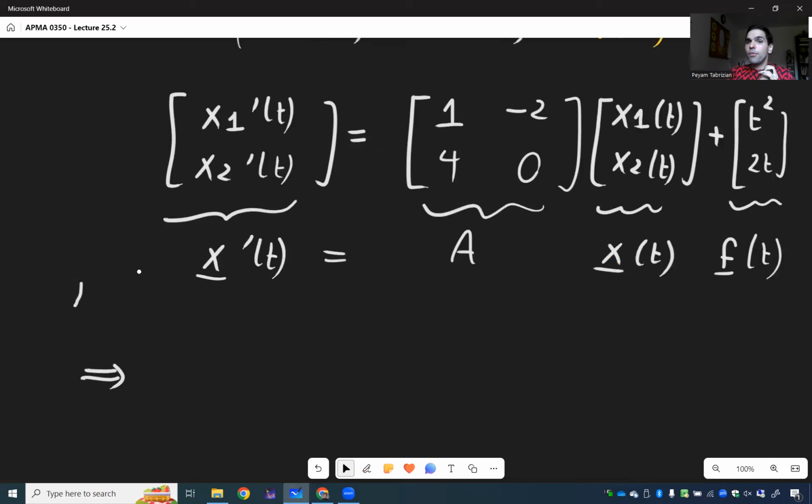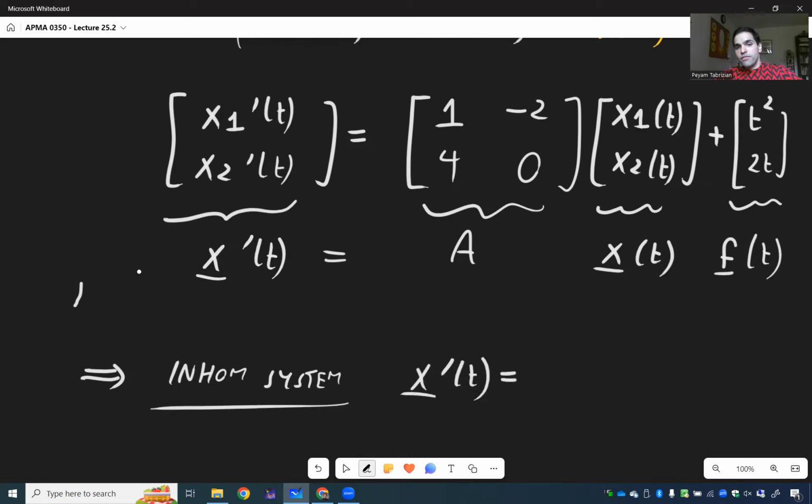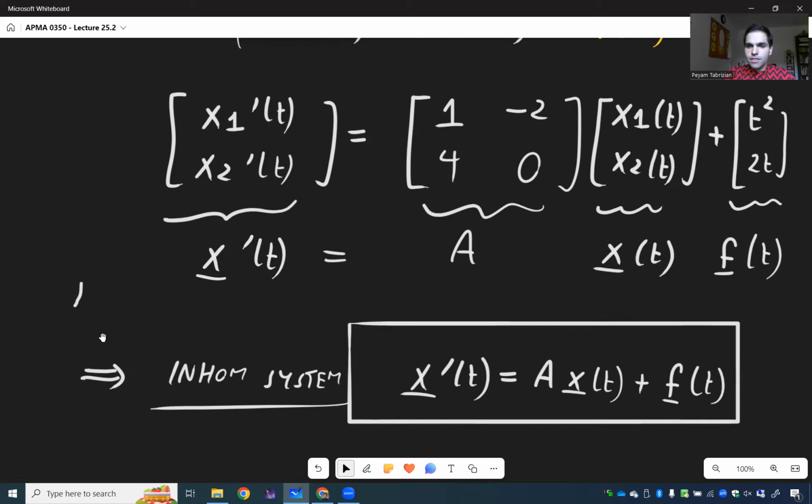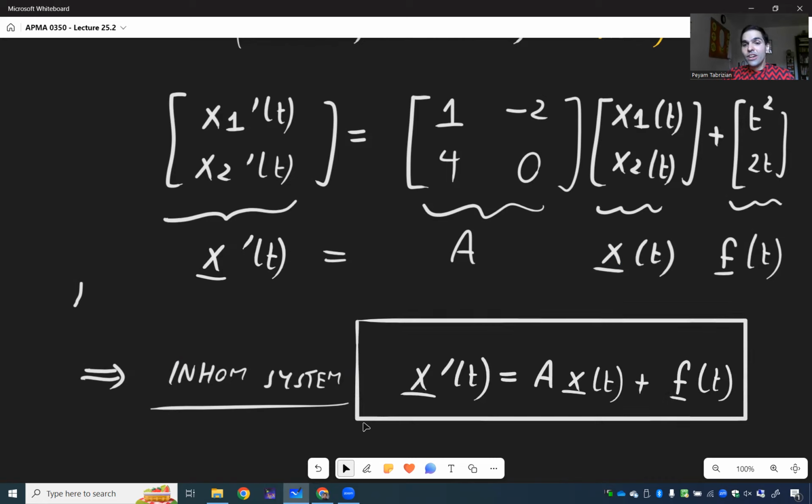Like remember that example with the double mass spring with the forcing term? Those will always be written as x prime of t equals A x of t plus some inhomogeneous term. And yes, there will be techniques for solving them, like variation of parameters, which you'll see will be very nice, and maybe also undetermined coefficients. Let's see.